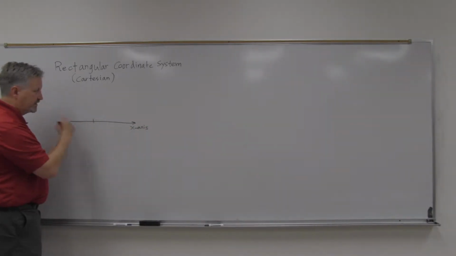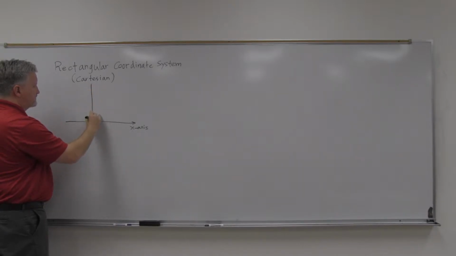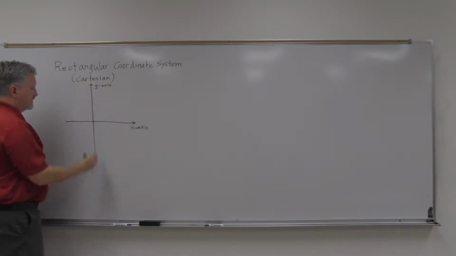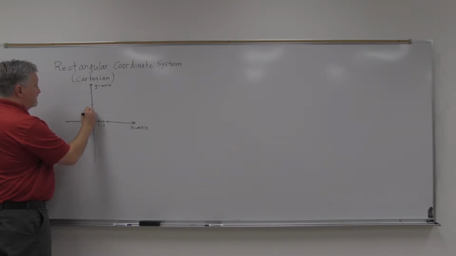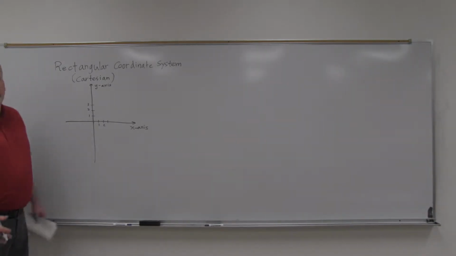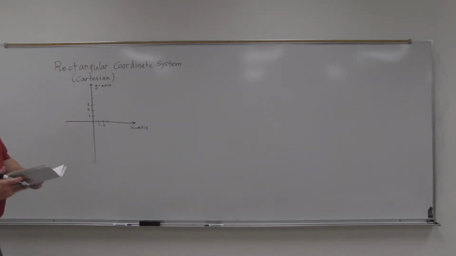Just go over this real quick. And then you have an axis or number line perpendicular to that, the y-axis. But those are just number lines, and positives here, positives up here, and negatives on the other sides, right? But that's what we mean by the rectangular coordinate system.